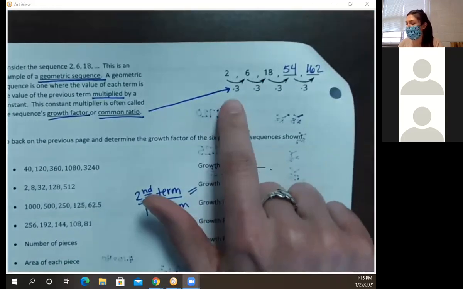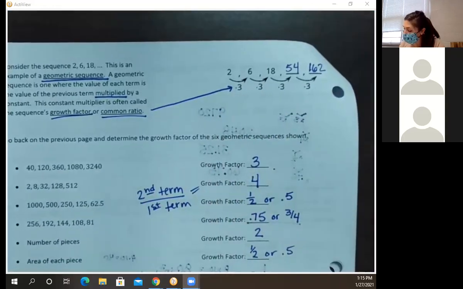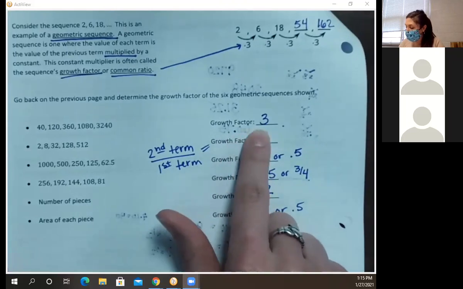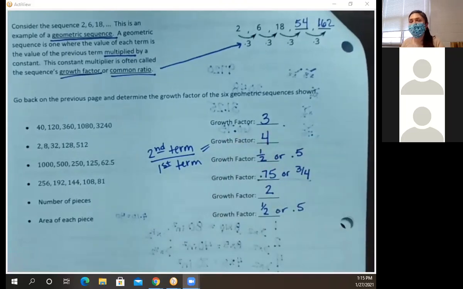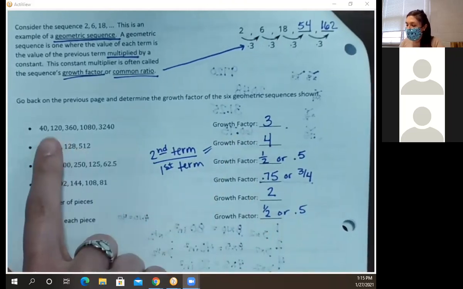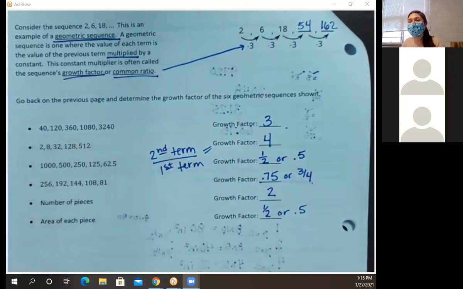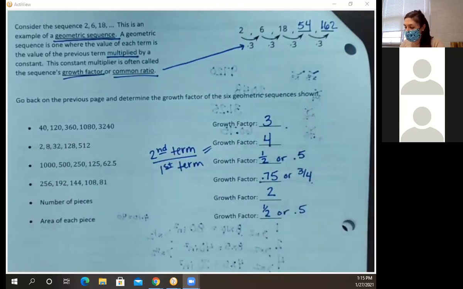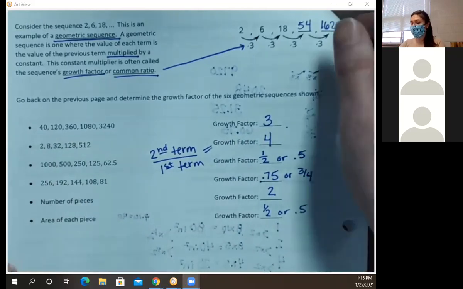One of them was what we called geometric sequences, when I'm multiplying by the same number each time. That number I multiply by, we called our growth factor, or it also could be called your common ratio. But the idea was we wanted to know, what do I multiply by to get that next term? And if I know that rule, if I know that growth factor or common ratio, then I can continue to find those next terms in the sequence.